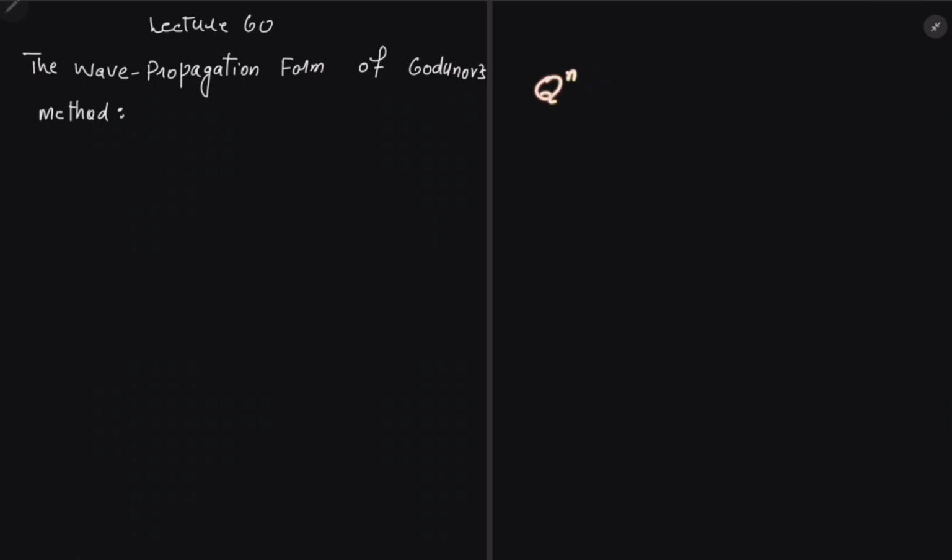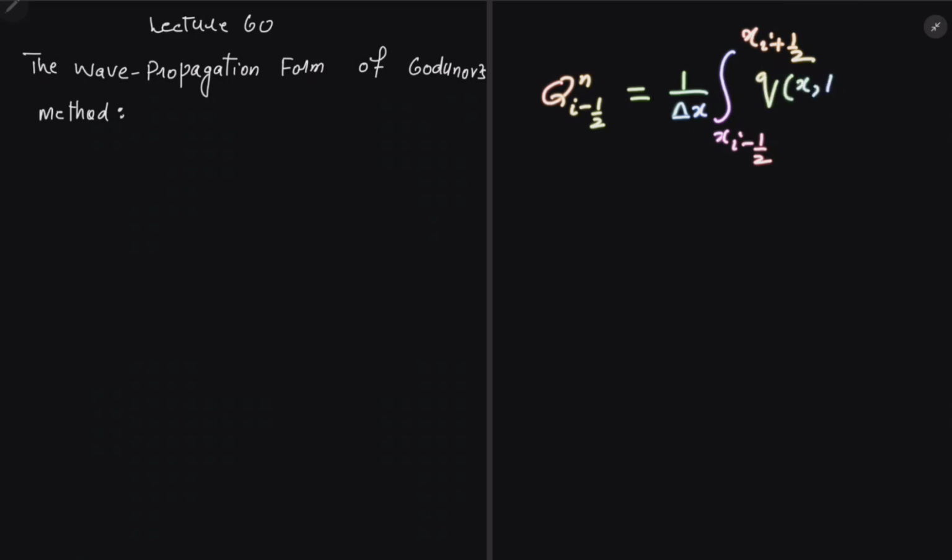For example, we have Q^n_i plus 1/2 or minus 1/2, Q^n_{i-1/2}, 1 over delta x, integral from x_{i-1/2} to x_{i+1/2} of the value q(x,t) dx. So this was the average value of a quantity q.